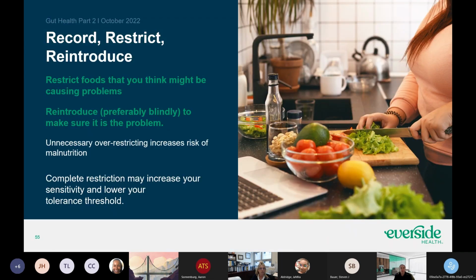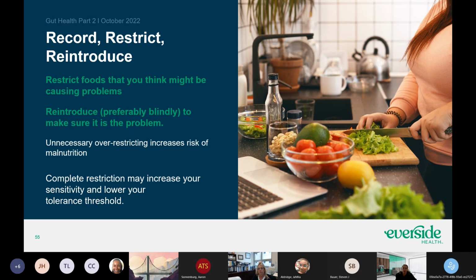And then you record and reintroduce. Record, restrict, reintroduce. So again, restrict any foods that you think might be causing problems. Reintroduce, if you can have somebody reintroduce it blindly to you to make sure it's the problem so that you don't know. That would be better, and try starting slow too. So if you have issues with milk, maybe try a quarter cup of milk first, and then the next day try the placebo. So whatever you're using instead, maybe almond milk. The next day, try a third cup in a tablespoon, and then the next day, lower it even more. So you can see what your threshold is.